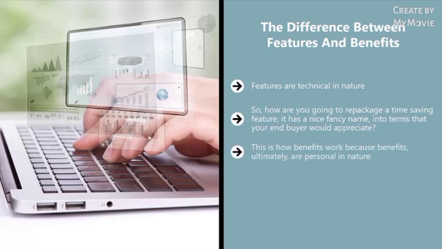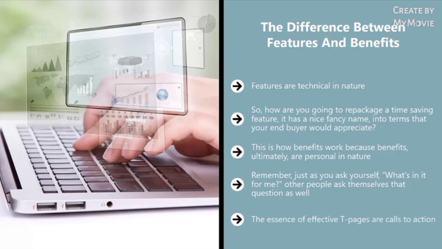This is how benefits work because benefits, ultimately, are personal in nature. Remember, most American consumers couldn't care less about the features or the jargon that are on your sales pages. They care about what's important to them. Remember, just as you ask yourself, what's in it for me? Other people ask themselves that question as well. It is all personal. So, you have to phrase whatever benefits that your product brings to the table in those terms. The essence of effective T pages are calls to action.